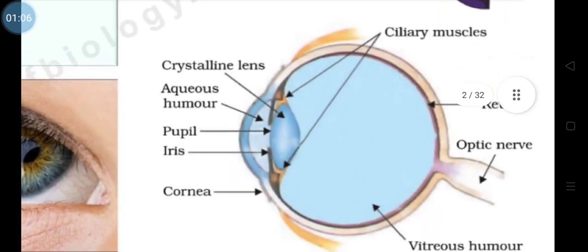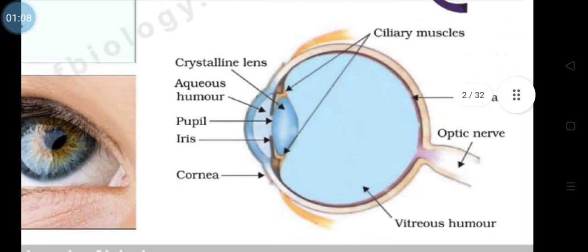So this is the important diagram of the human eyeball. So we have the choroid, cornea, iris, pupil, aqueous humor, crystalline lens, and we have ciliary muscles which are holding the lens, and then the retina, optic nerve, and the vitreous humor.